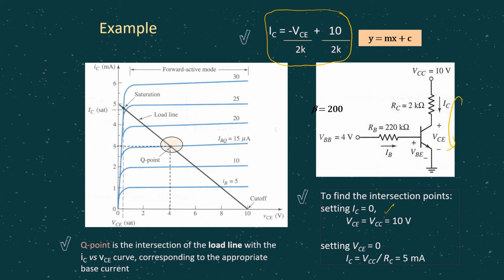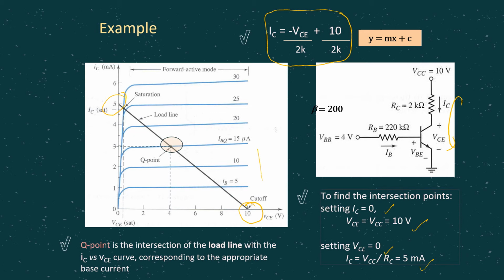When IC is 0, our VCE actually equals 10 volt. Then if we set VCE equals 0, our IC is actually VCC over RC, which is 5 milliampere. Now we have the 2 points. We plot on the graph, where IC is 0, VCE equals 10, this point. When VCE is 0, IC equals 5 milliampere. We have the 2 points, we connect them together.